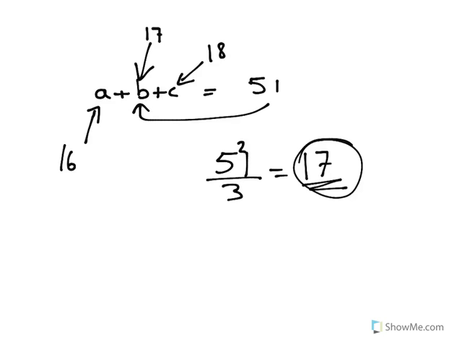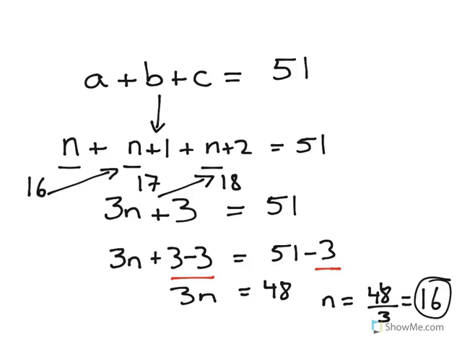I do a little check of that. Does 16 plus 17 plus 18 all add up to be 51? 8 and 7, 15, 21, 2, 3, 4, 5. Yes, it does. So this second method is not using my skills in algebra. This one is using the skills in algebra.